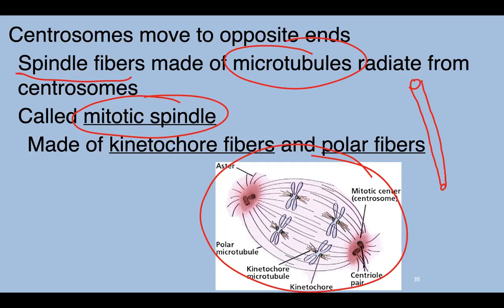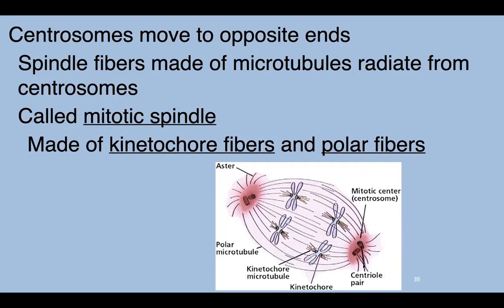There are two kinds of fibers, as I mentioned. You have kinetochore fibers and polar fibers. And now it's a little bit easier to remember the difference between the two. If you know what polar means, two opposite ends, right? So the polar fibers are the ones that go from one centriole all the way across to the other centriole. So you've got some fibers that go all the way from end to end.